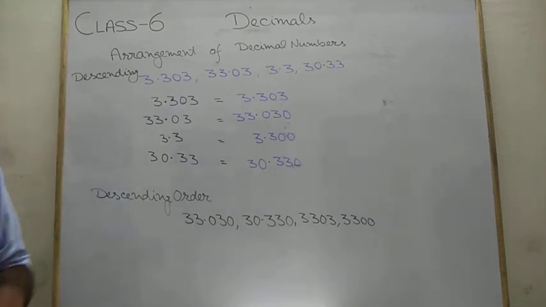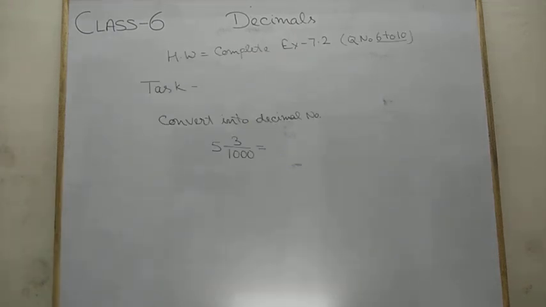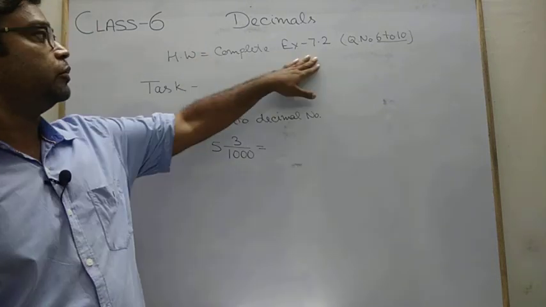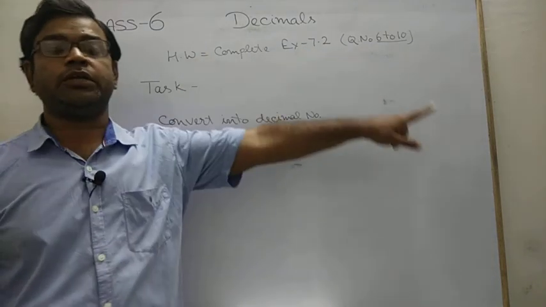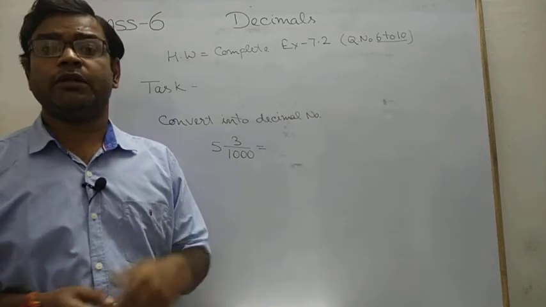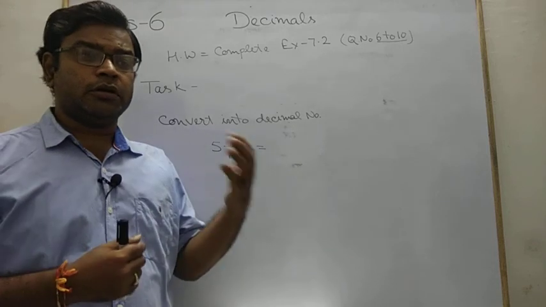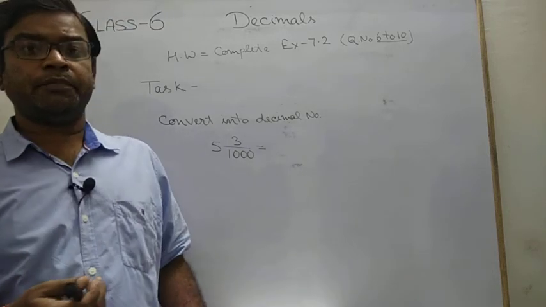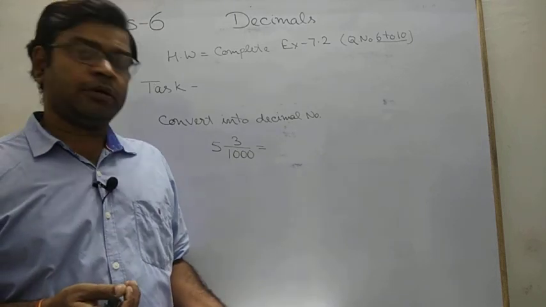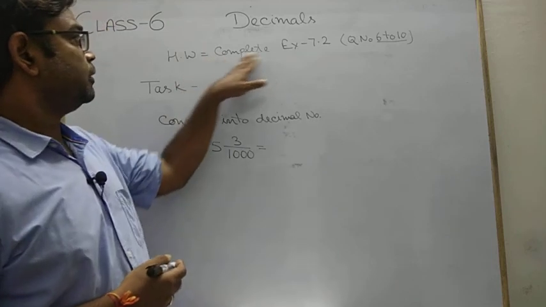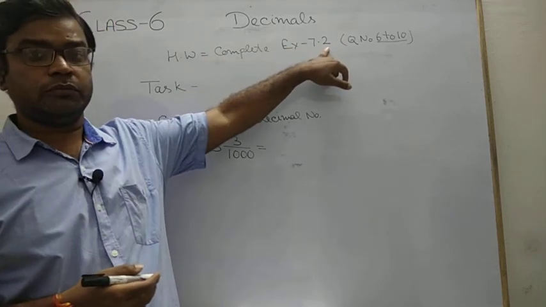Now what is your work? As you are observing on the board, you have to complete your exercise 7.2, questions 6 to 10. This is for the students who are using ML Aggarwal's book. I'm not advertising this book, but since I am discussing with this book, and it is in our school's syllabus and book list, that's why I'm using it. So complete exercise 7.2 today itself.